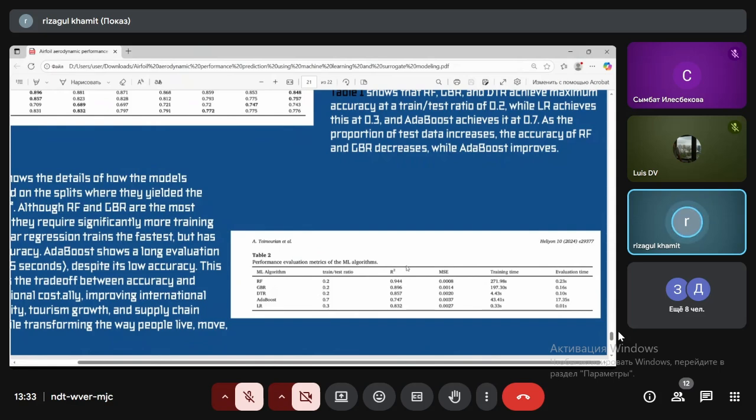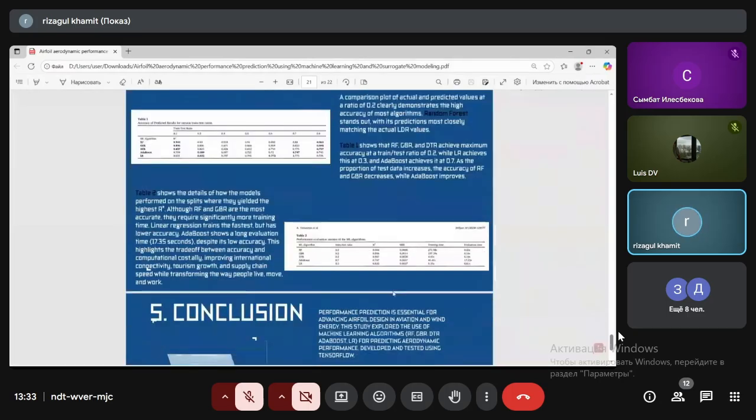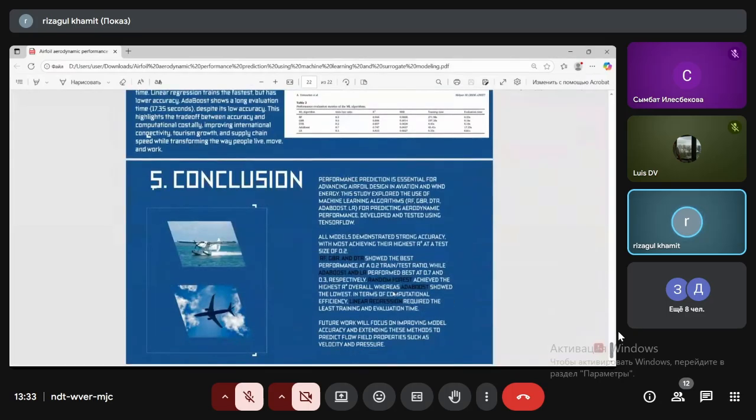Thus, the choice of model directly depends on the goals. For higher accuracy, we can use random forest and gradient boosting regressor. For fast computation, we can use linear regressor and or decision tree regressor. The last part of the presentation is the conclusion.